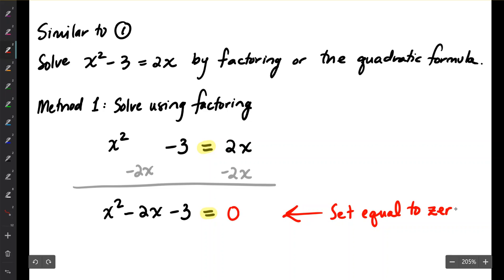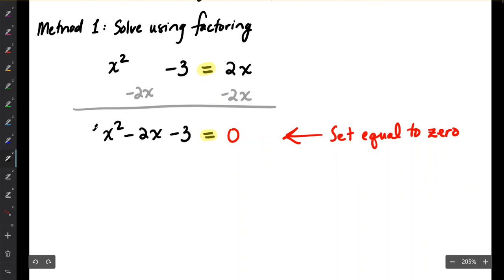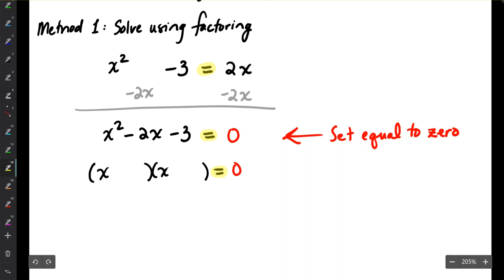And that language is a little strange. Set, it sounds like you would just say equals 0. No, that means get 0 on one side of the equation. Now we're going to go ahead and factor. I'm happy with this problem. My leading coefficient there is a 1, so I know this much of the story. I know x times x will give me x squared, and now I'm looking for two things that multiply together to give me negative 3 and add up to minus 2.